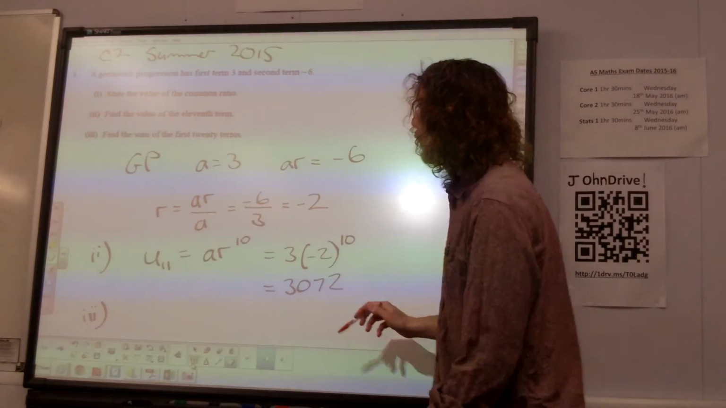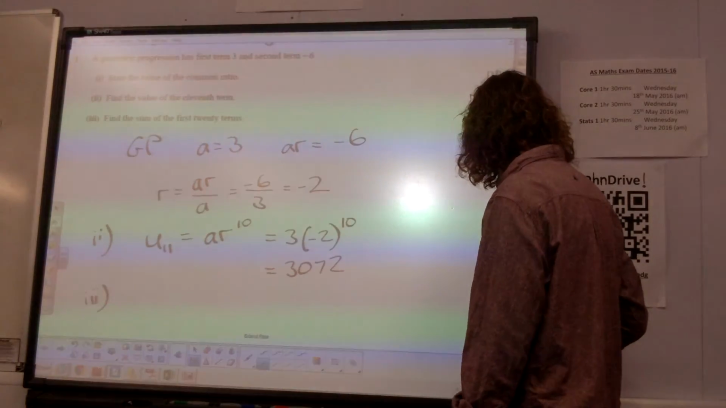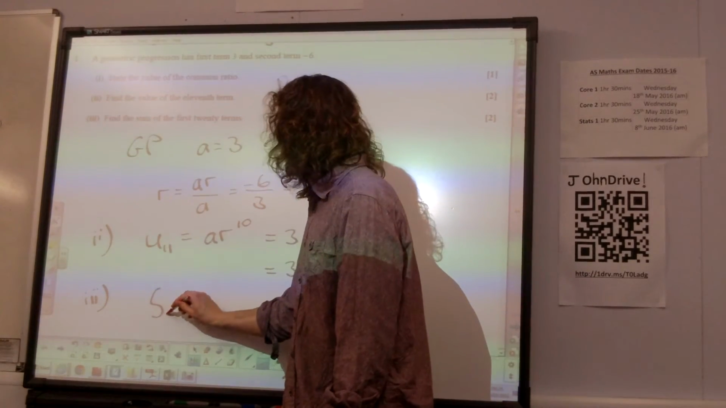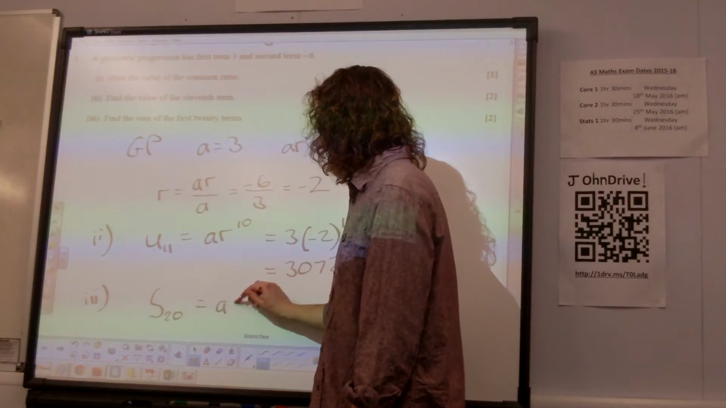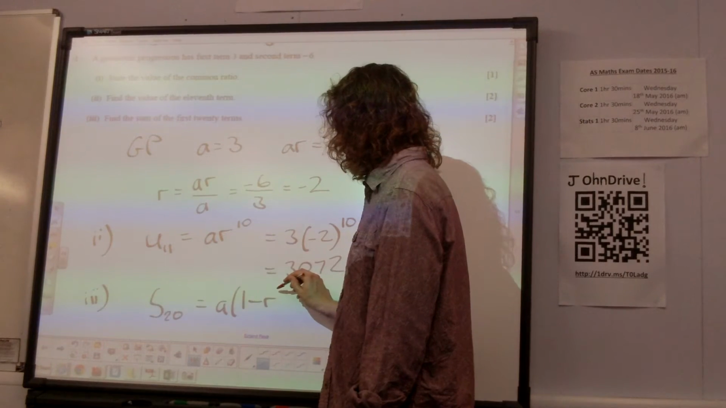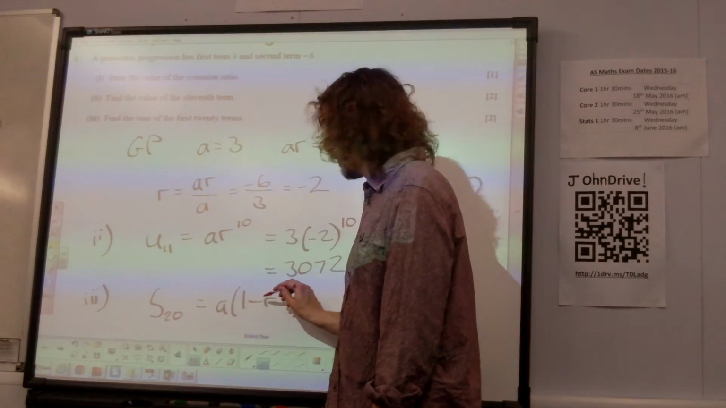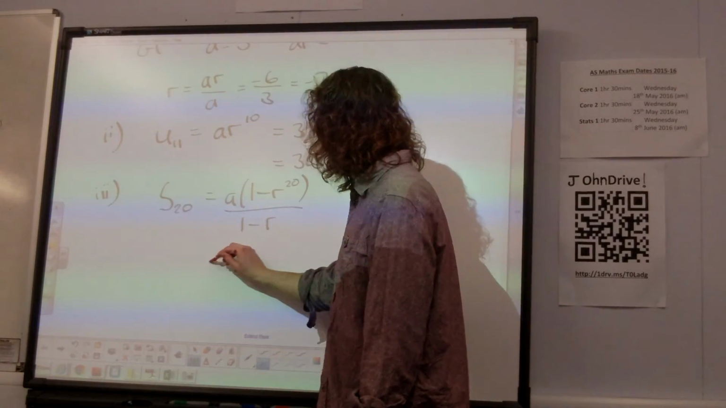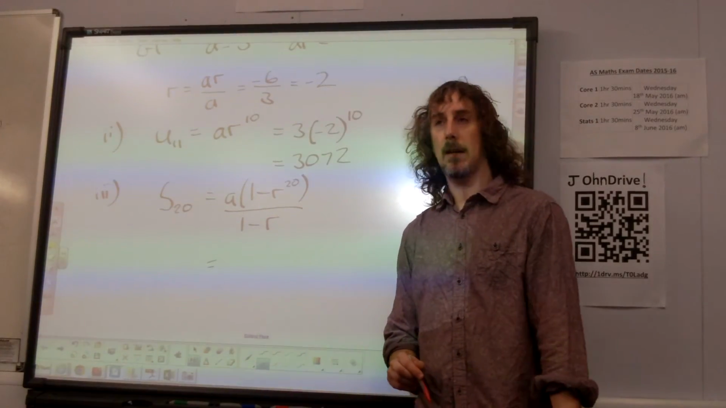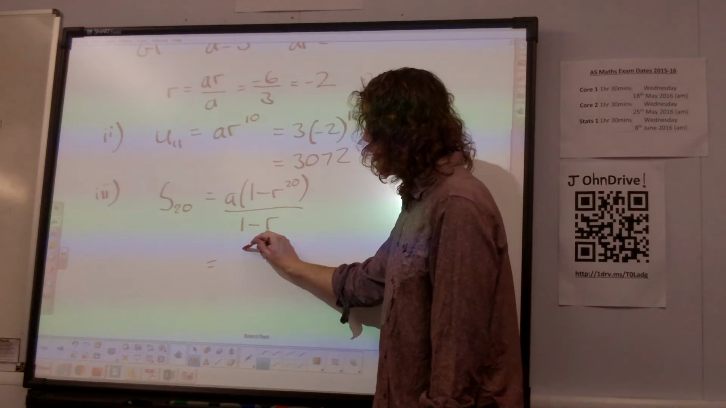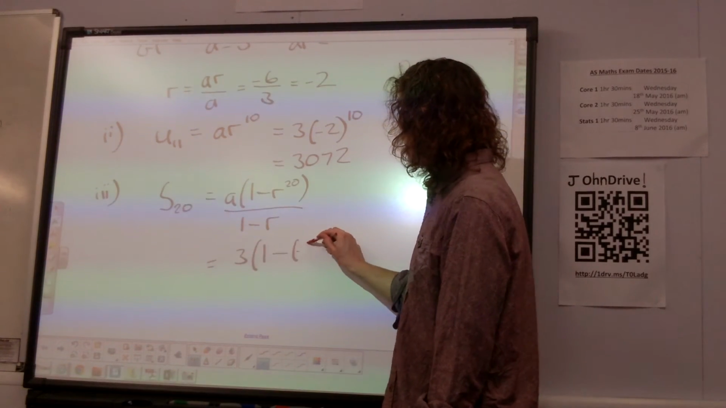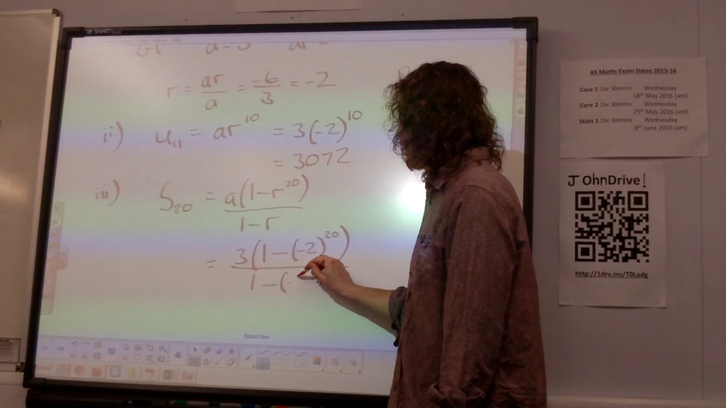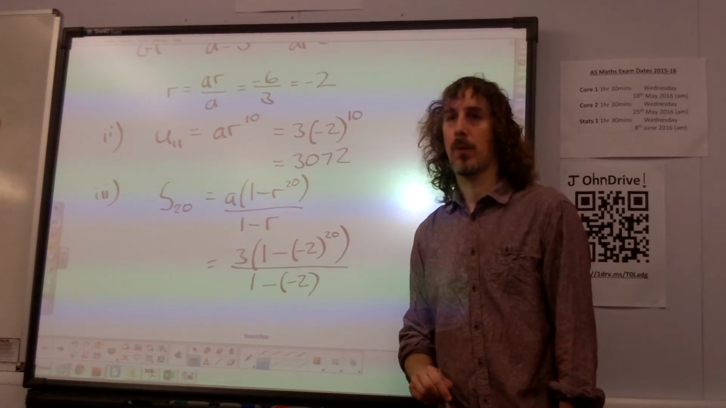Right, part 3 said find the sum of the first 20 terms. Again, it's just a formula in the formula booklet. So the sum of the first 20 terms is A times 1 minus R to the n, so 1 minus R to the 20, over 1 minus R. And again, the brackets are really important as we do this. This is A, 3, times 1 minus -2 to the 20 over 1 minus -2.